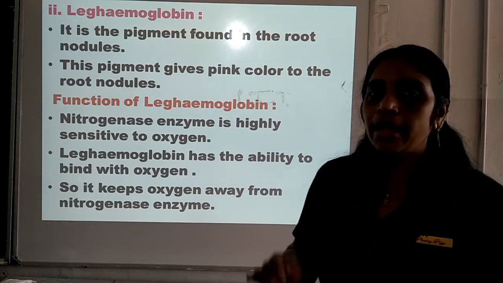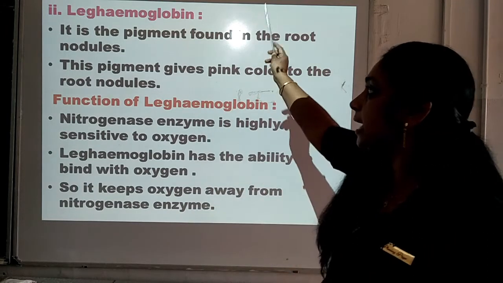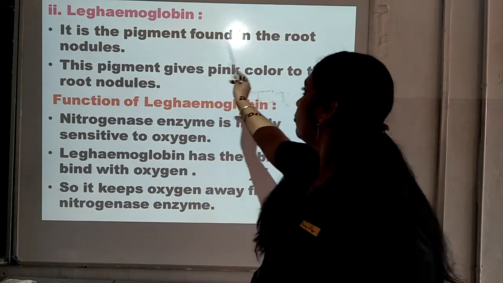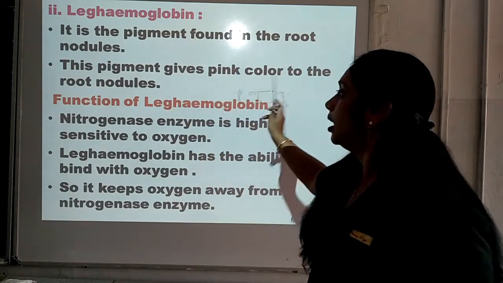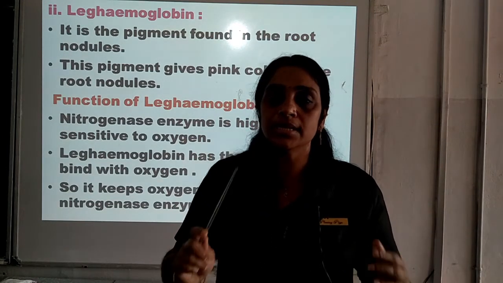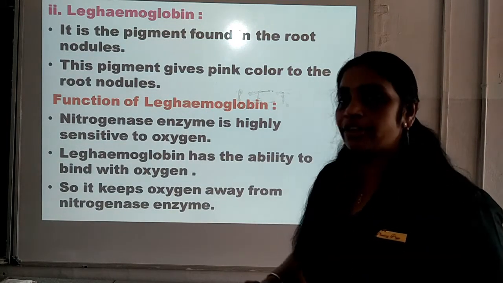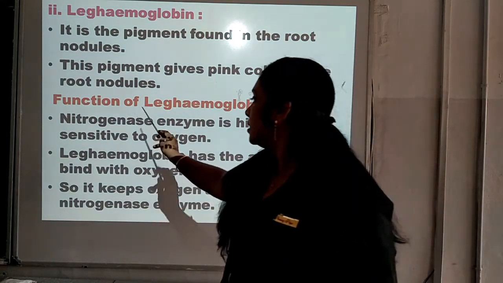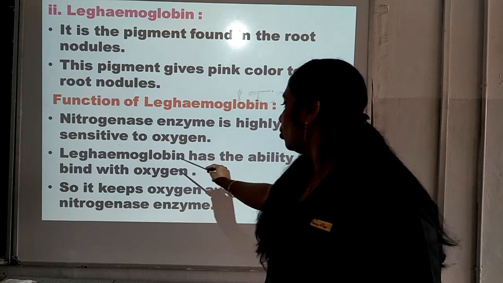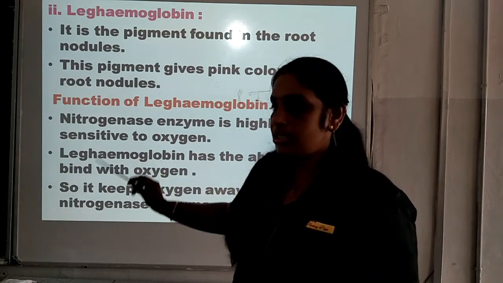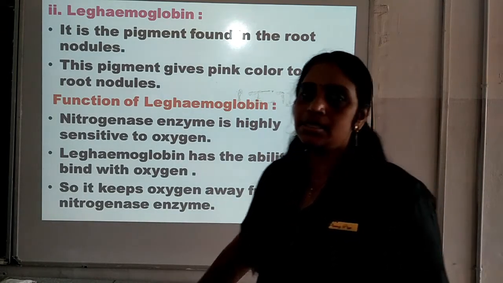Now the second biochemical component related to symbiotic nitrogen fixation is leg hemoglobin. It is the pigment found in the root nodules, and this pigment gives pink color to the root nodules. Leg hemoglobin is a pigment and it is giving pink color to the root nodules. And the function of leg hemoglobin: nitrogenase enzyme is highly sensitive to oxygen, therefore leg hemoglobin has the ability to bind with oxygen. So what will happen? It keeps oxygen away from the nitrogenase enzyme.